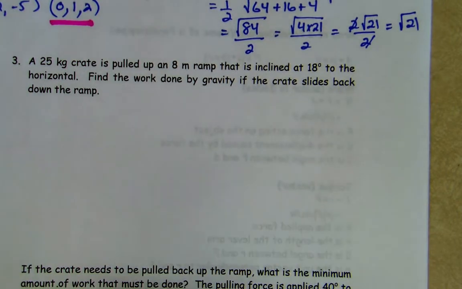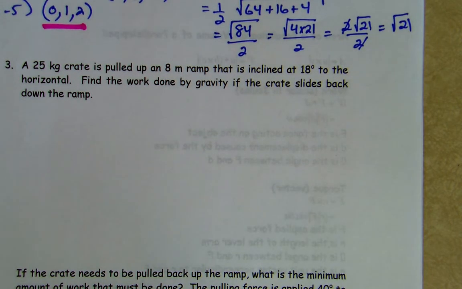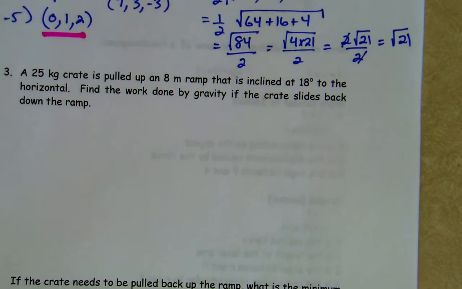Okay. A 25 kilogram crate is pulled up an 8-meter ramp that is inclined at 16 degrees to the horizontal. Find the work done by gravity if the crate slides back down the ramp.